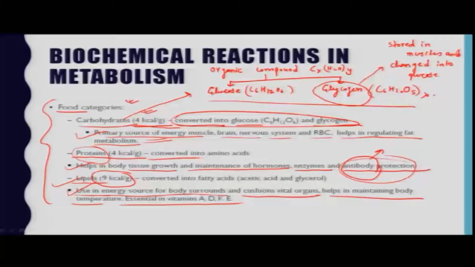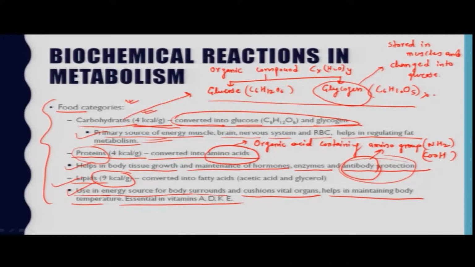Now protein is broken down into amino acids. The amino acids are organic acids. By organic we mean that they consist of carbon, hydrogen, nitrogen and oxygen. This organic acid contains an amino group, that is NH2, and a carboxylic group, that is COOH. So these two groups, the amino group and the carboxylic group.